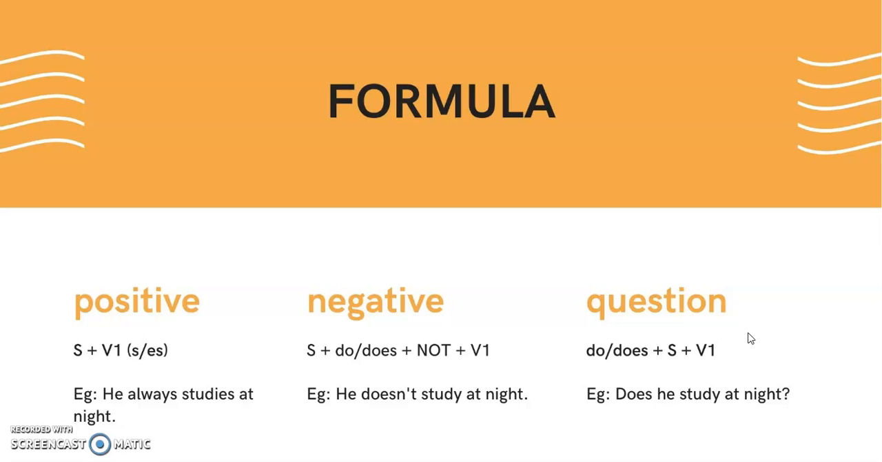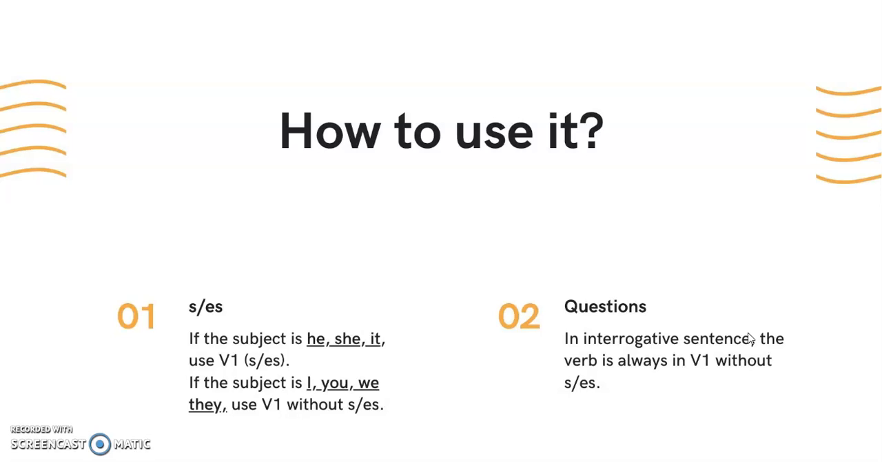So here I have also provided 3 example sentences. Now, how to use it? As I mentioned before, using s or es for verb 1 depends on the subject: he, she, it, I, you, we, they. So please read this carefully. And also for questions, don't forget, and also for negatives, the verb is always in the form of verb 1 without s or es, no matter the subject, no matter if it is he, she, or it. So you still cannot use verb 1 plus s in questions and negatives.